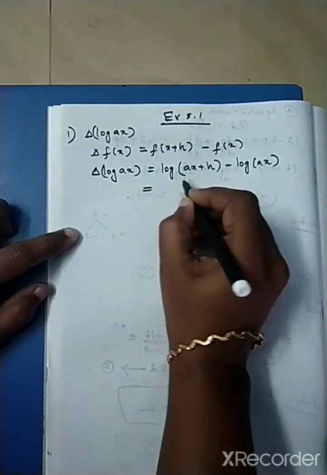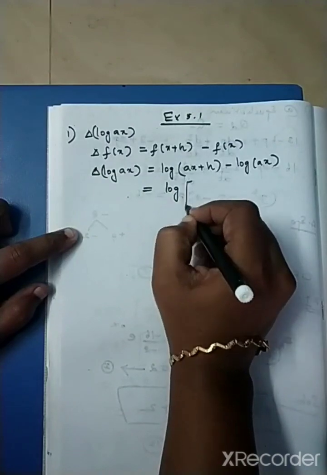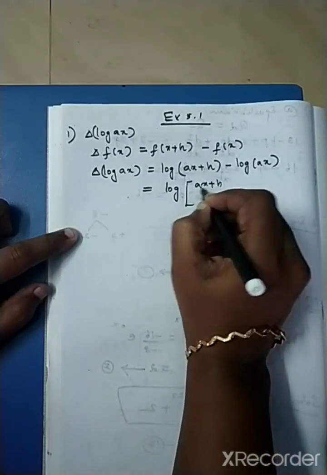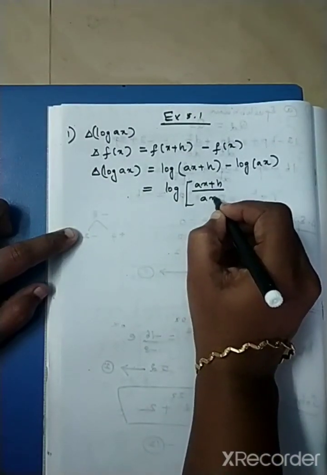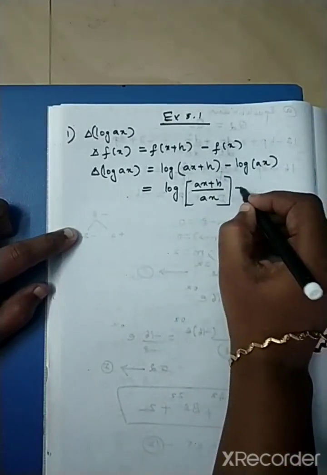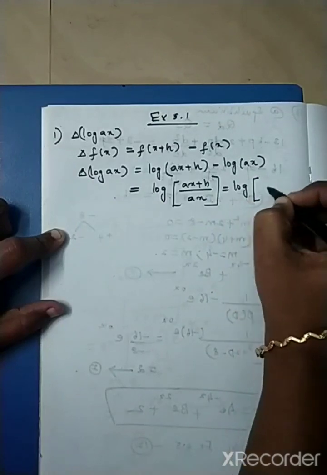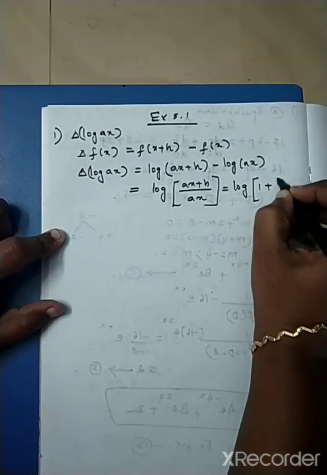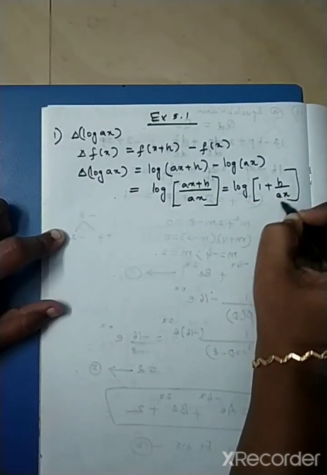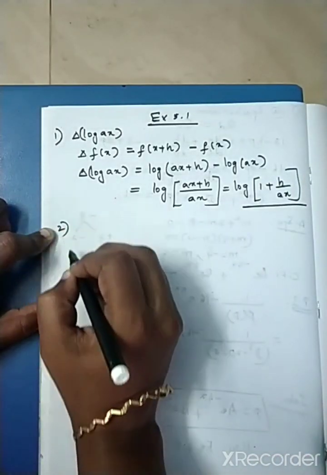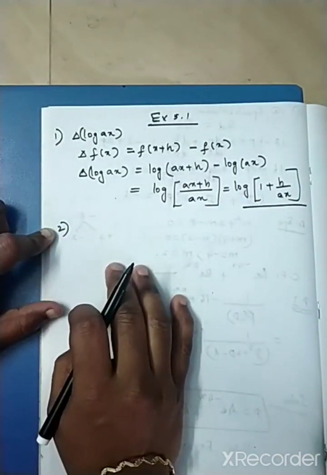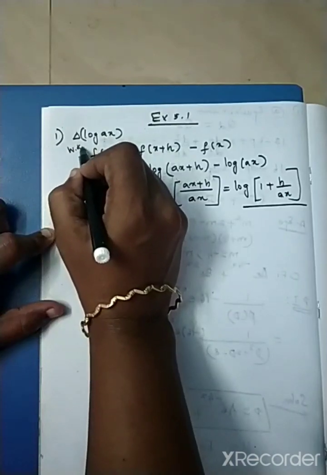Now using the log properties, I can say log of (AX plus h) divided by AX. Now I can take the simplified version, that will become log of 1 plus h by AX. Yes.